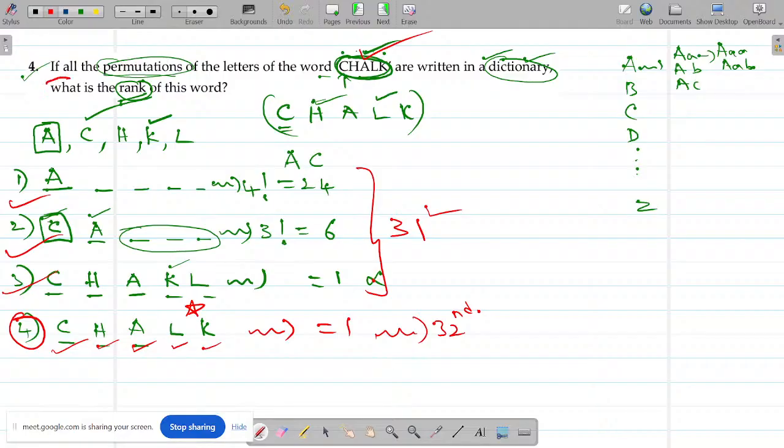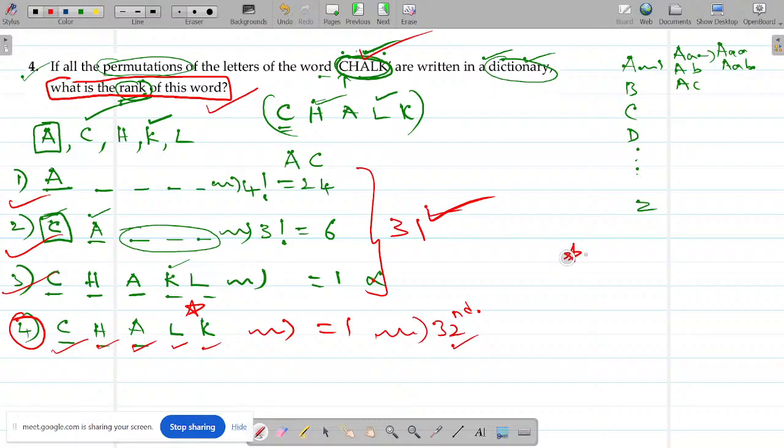See, what's the question? What is the rank of this word? Rank means in which place this word appears. So, in which place does it appear? As the 32nd word. So, probably your question may be, after how many words does chalk appear? What's the answer? 31. After 31 words, you get this word. So, if the question is what is the rank of this word, your answer will be 32. If your question is after how many words chalk appears, your answer will be 31.